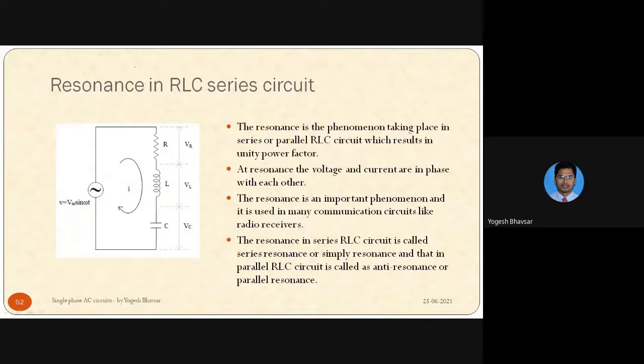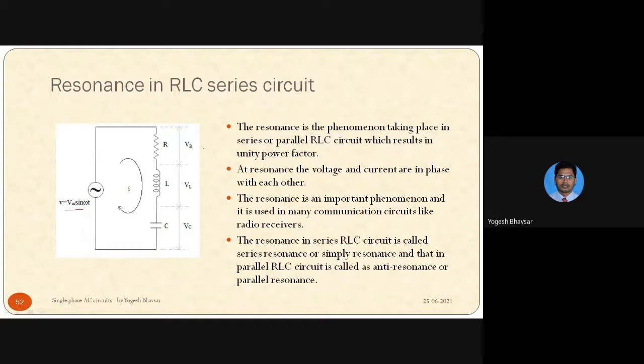Okay. Now the resonance in RLC series circuit. Let us consider the same RLC circuit that we have seen previously. The resistor, pure inductor, and pure capacitor are connected in series across voltage source Vm sin omega t, and the instantaneous current i will flow through the circuit. This current is common through all the elements: the resistor, inductor, and the capacitor.